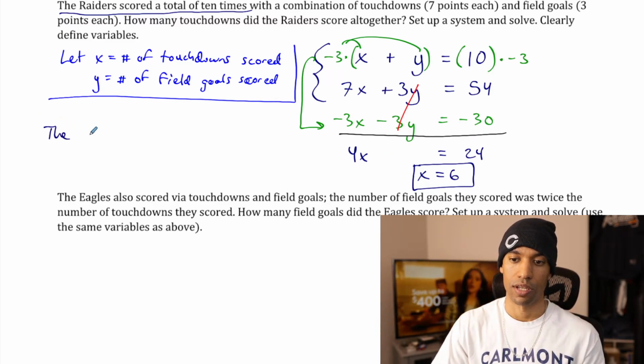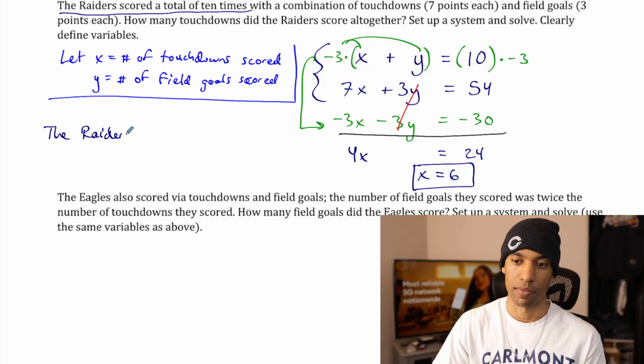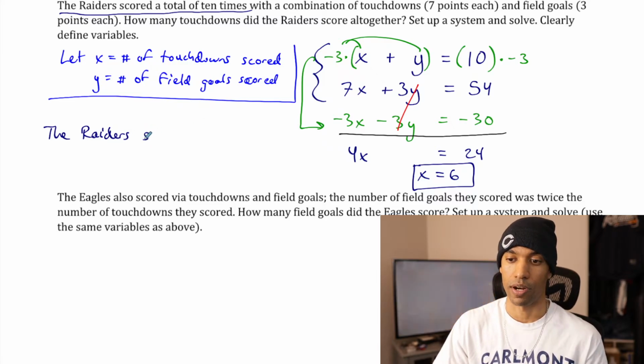So the Raiders scored 6 touchdowns. That's an impressive game. The Raiders, 54 points is impressive. The Raiders scored 6 touchdowns.